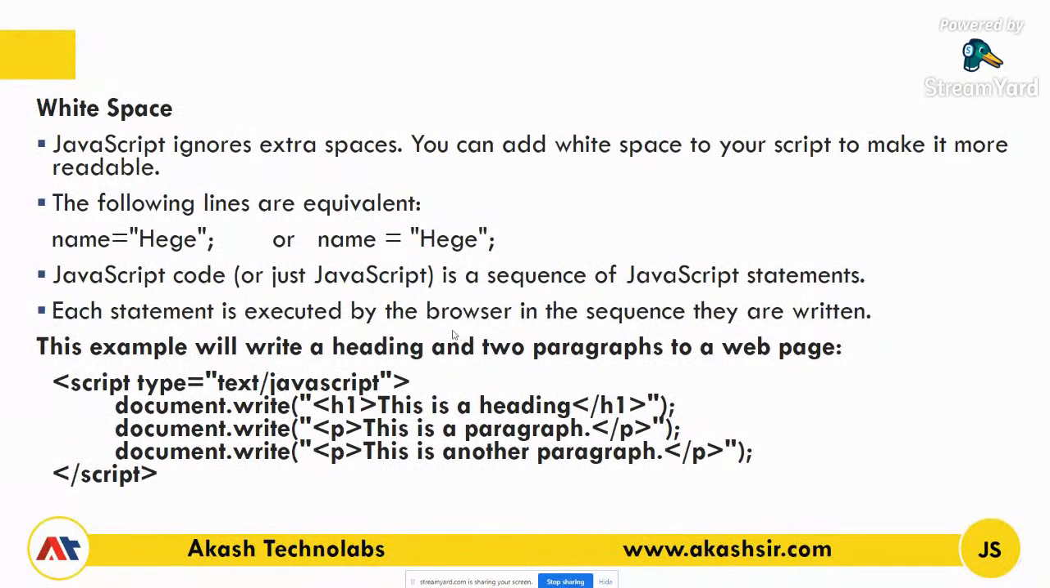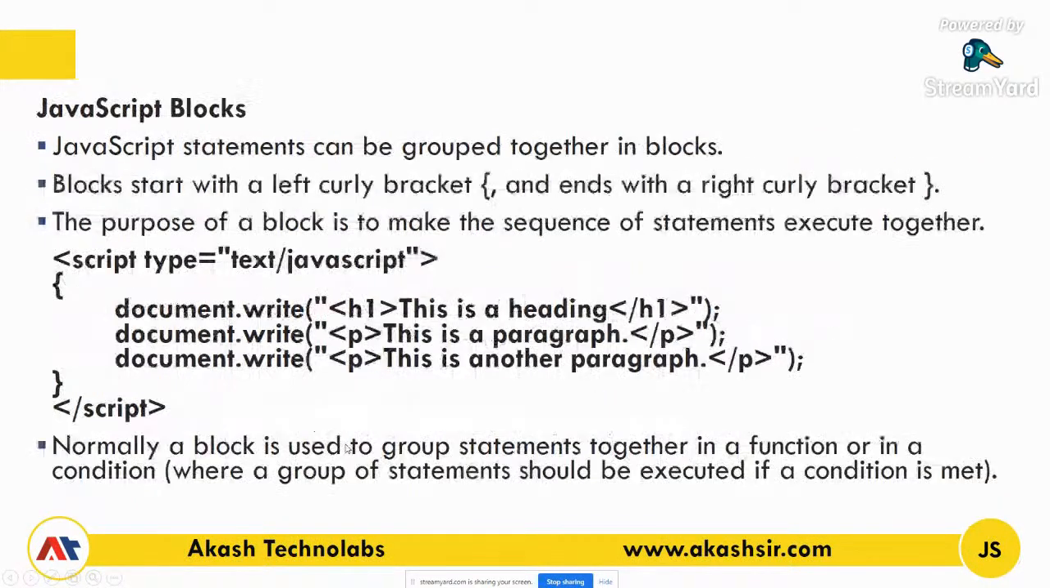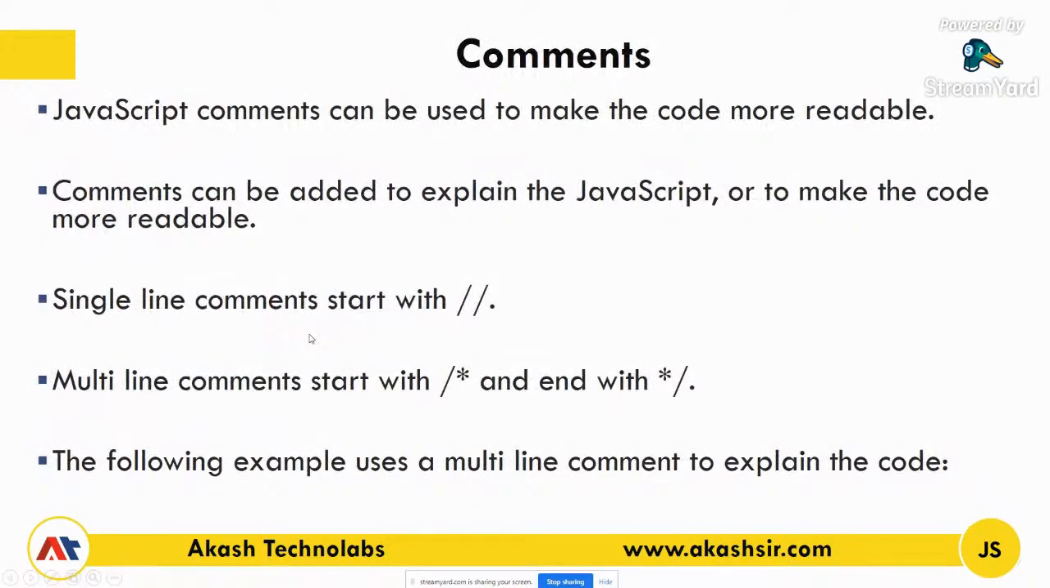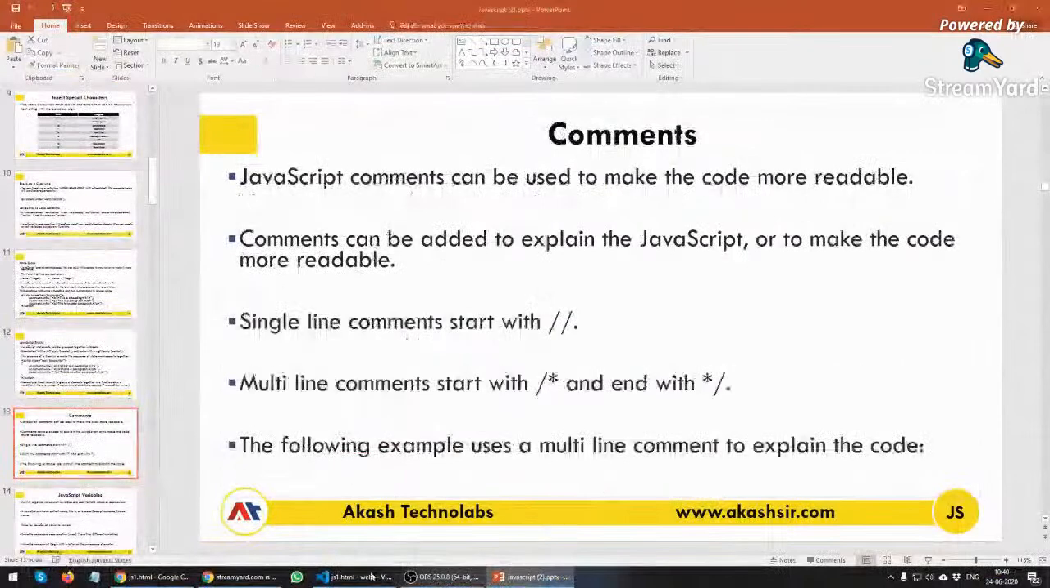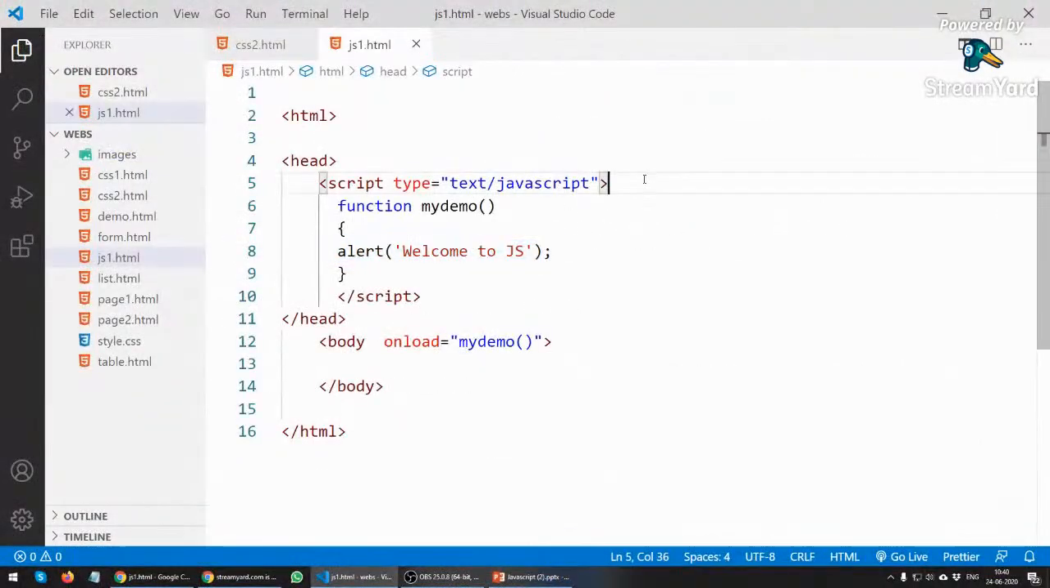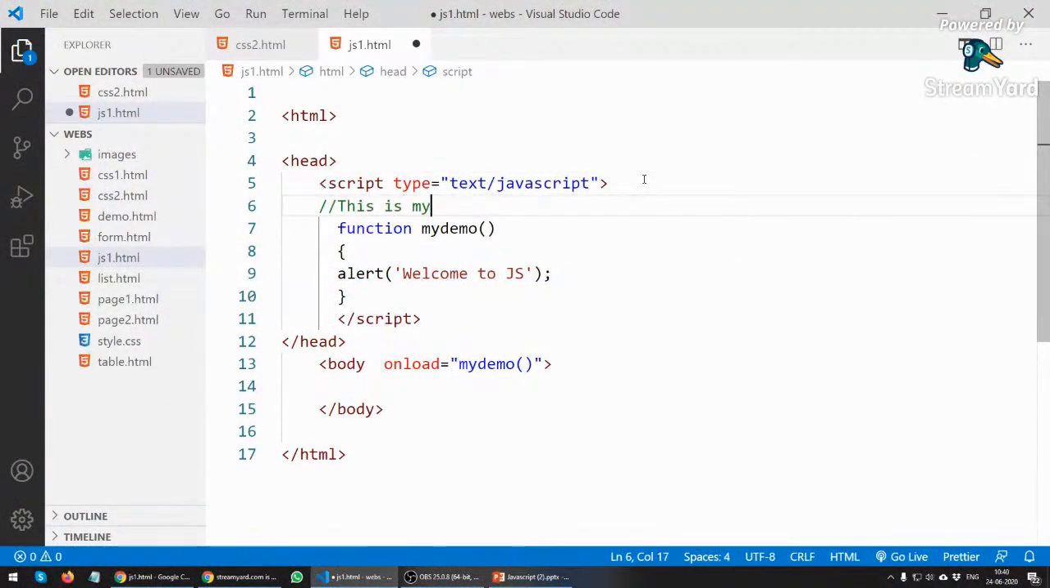So here you can see, if you want to print multiple messages, you can write document dot write multiple times. This one is an H1, this one is a P1 and P1. Okay. So JavaScript blocks, if you want to print multiple blocks, you can use this. Okay. Then comments. Let's say if you want to write some comments over here, for an example, this is my comment. This is my comments.